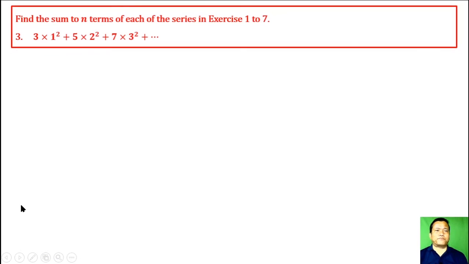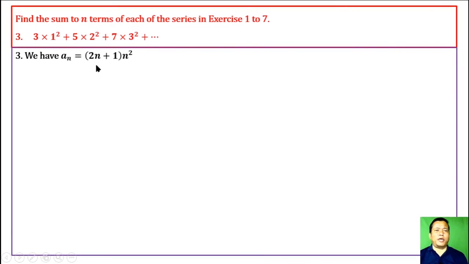Question number 3. 3, 5, 7 are in AP. Therefore the first factor is twice n plus 1, and 1 square, 2 square, 3 square, that is n square. Multiplying we get an equal to twice n plus 1 into n square. Therefore Sn is summation of an. An is 2 times summation of n cube plus summation of n square.